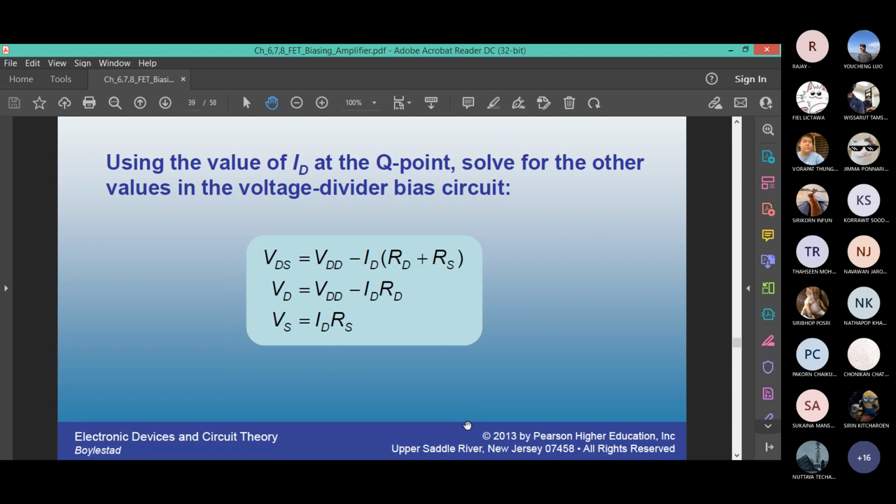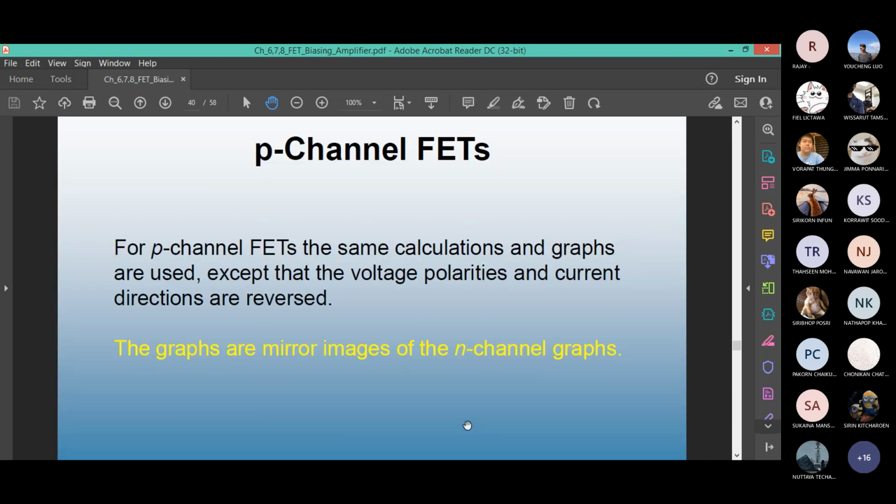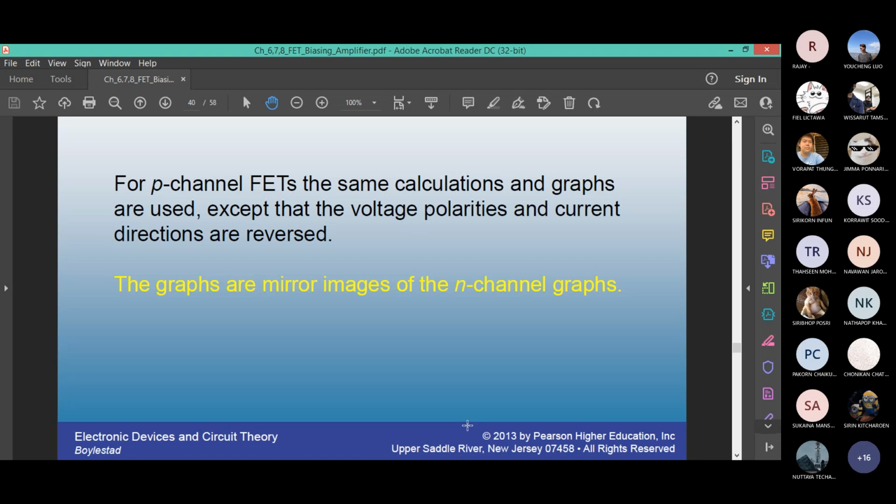We did all our analysis with N channel. For P channel, same concept, but you reverse polarity of voltage and direction of current. Graphs will be mirror images. Your exam questions are based on N-channel graphs for this course, because N-channel is the most widely used and it is very common.